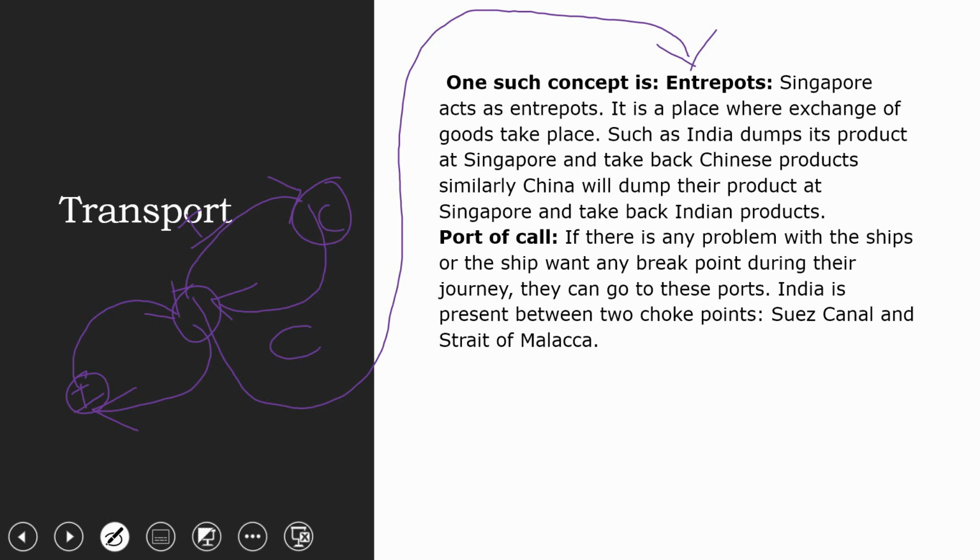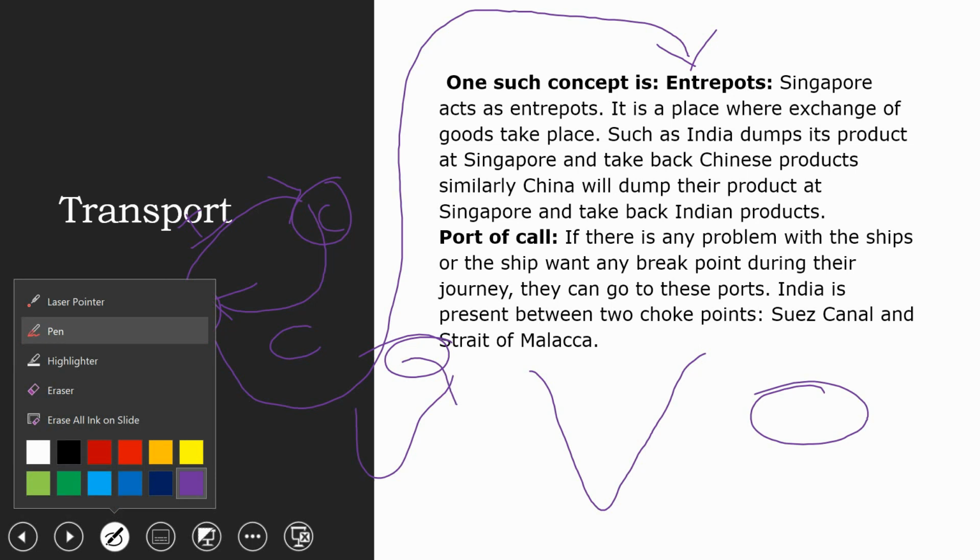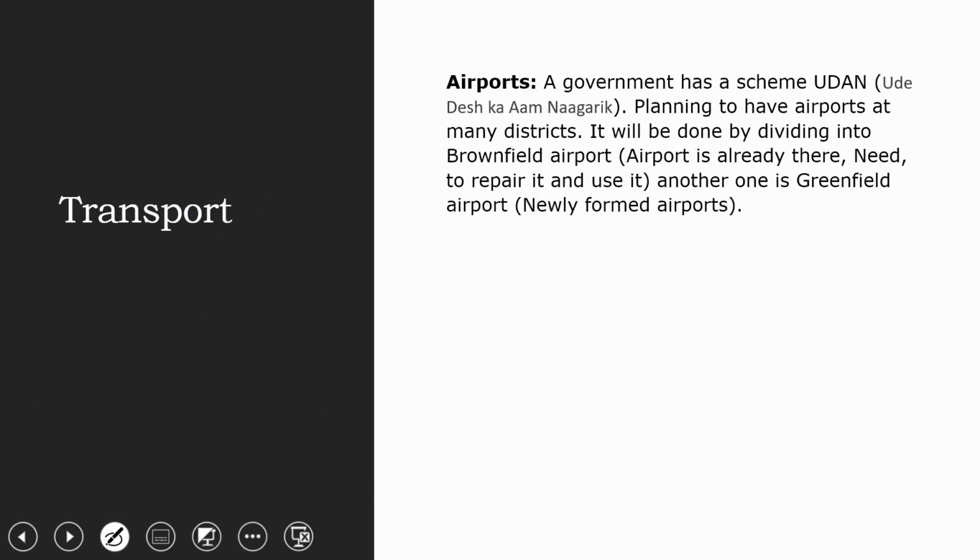So for India there are 2 choke points. So if this is your India, and here is Africa, so here it is Suez Canal, and Strait of Malacca is here. Okay, so these 2 points are choke points, and will be termed as a port of call for all the ships which come to India, or the ships which go from India to another nation. Okay, so these can be termed as port of call, and it is not necessary every time they will go for port of call. As per their requirement they can go, because going for the port of call will ultimately increase your commodity price.